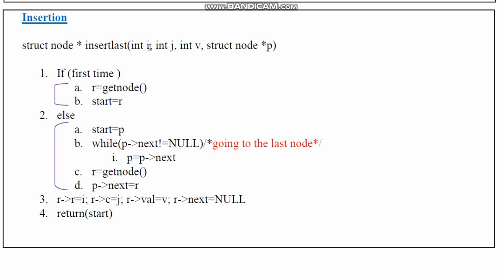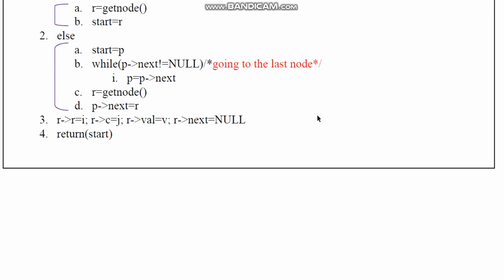The insert function reads i, reads j and value and the existing list. So either I proceed to the last end of the list, that is when successive, or to the first. The value i is stored to its row, j is stored to its column, the value that is coming, v, is stored to value, and proceeds to the end. So this will take care of all the insertions. Should be clear. We have seen the insert last function.